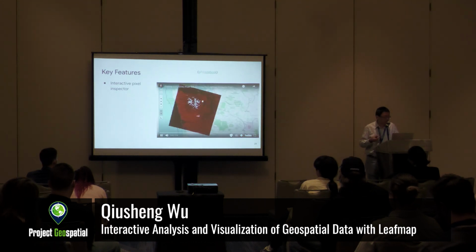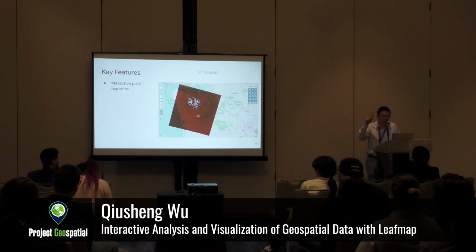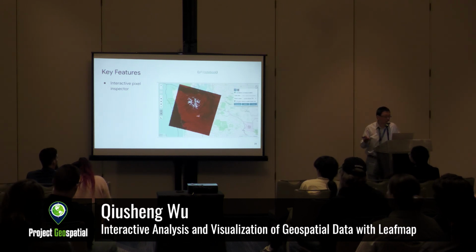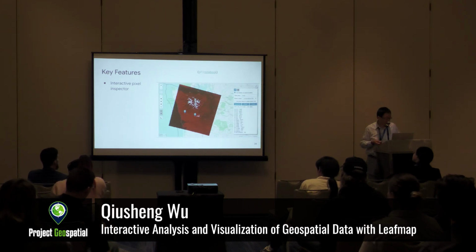You can also query pixel values. This is very common in desktop GIS, right? You load the raster and you want to check the pixel values. Leafmap can do that easily, just a simple button, and you get the pixel values. This can be useful if you need to collect training samples for your machine learning algorithm. You can also export the points to a CSV or GeoDataFrame.